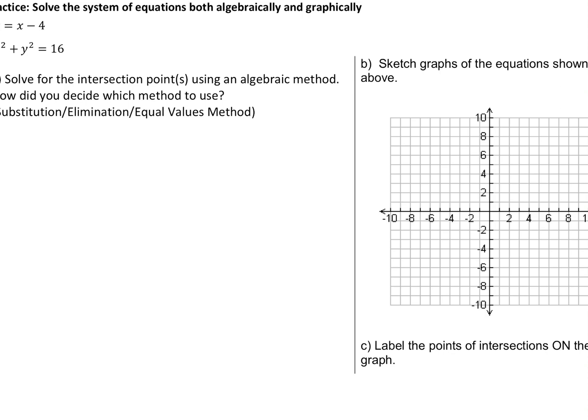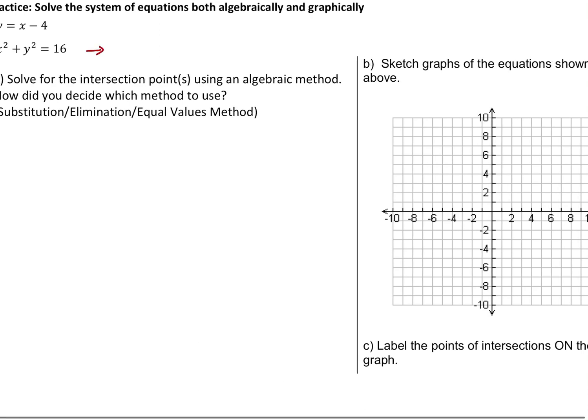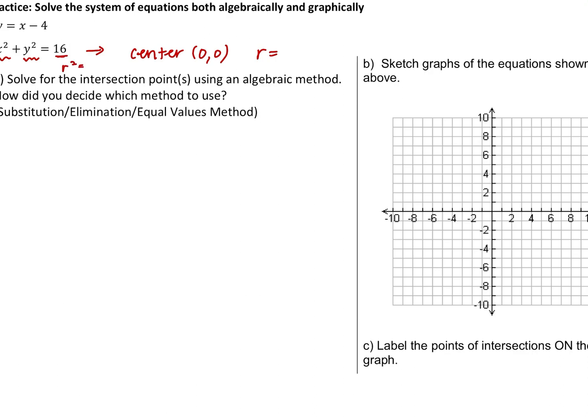So we're going to be solving a system of equations. The second equation obviously looks like an equation of a circle because x is squared and y is squared. That means we have a circle with center at 0, 0, with r squared equal to 16, so the radius should be 4, right? The square root of 16 is 4. So then we've got a circle and we've got a line.